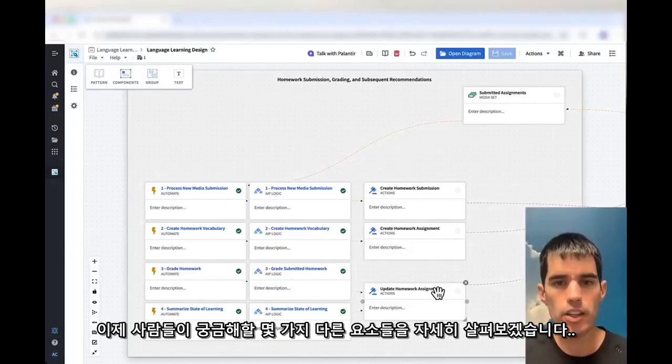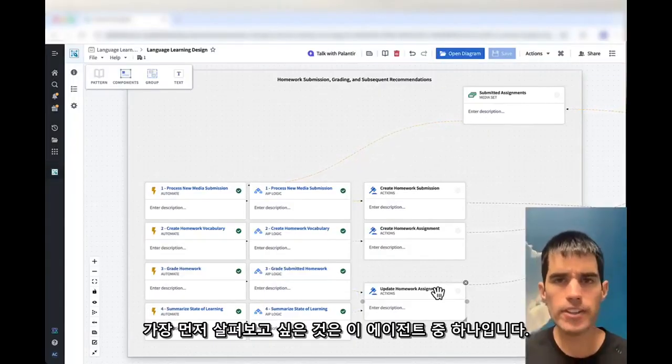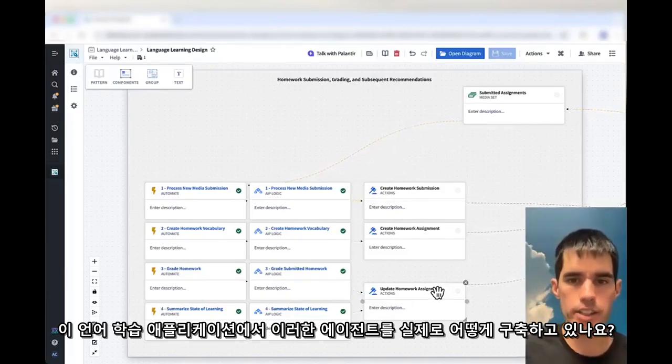Cool. So let's take a look under the hood at a couple of these different bits that I know folks are going to be curious about. And the first thing I want to take a look at is one of these agents. So how are we actually building these agents in this language learning application?